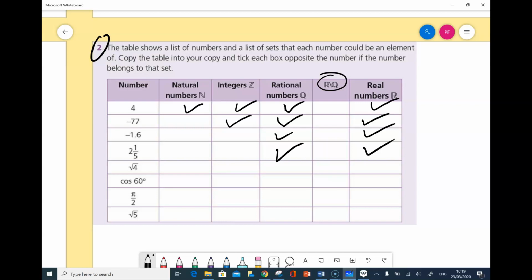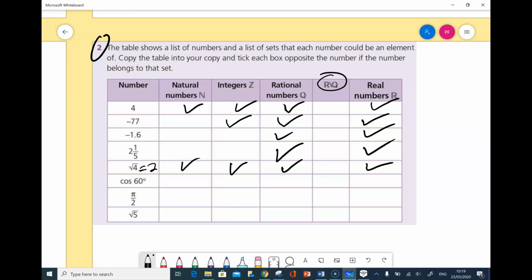The square root of 4 is a natural number. Well, what is the square root of 4? Well, the square root of 4 is 2, and 2 is a natural number. 2 is an integer. It can be expressed as 8 over 4. It's not an irrational number, and it is a real number.